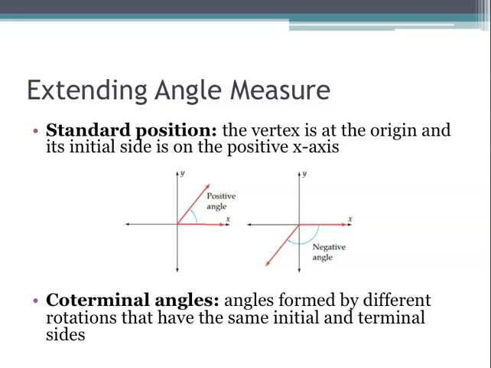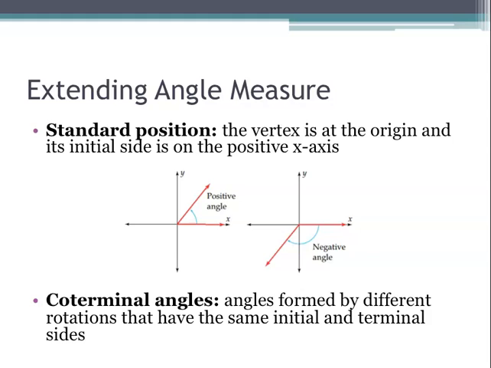Let's say that's 50 degrees. We could also rotate clockwise 310 degrees, and we would end up in the same place, but we would call that negative 310 degrees, which would be the same as positive 50 degrees. So those would be what we call coterminal angles, angles that are formed by different rotations, so they have a different name, but they have the same initial and terminal sides.